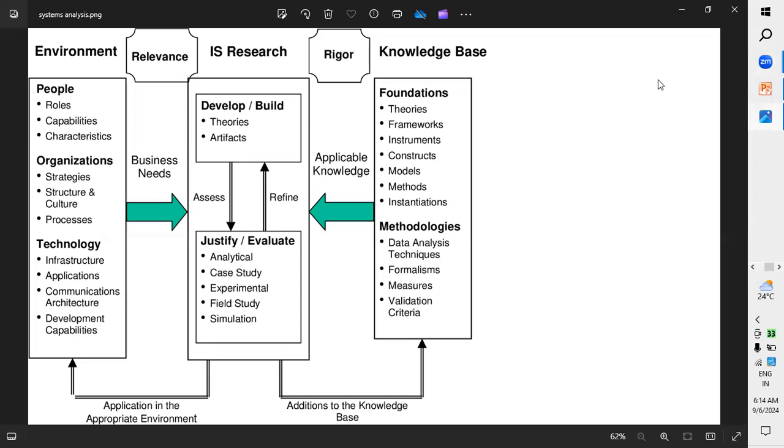So these are the three major core elements in systems analysis. Repeating again, one is environment. Second is information systems research. Third one is called the knowledge base. These are the three major elements. When it comes to the environment, it is majorly categorized again into three different parts. One is people, second organizations, third is technology.